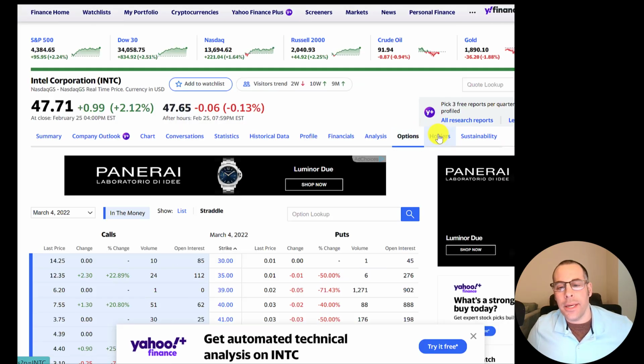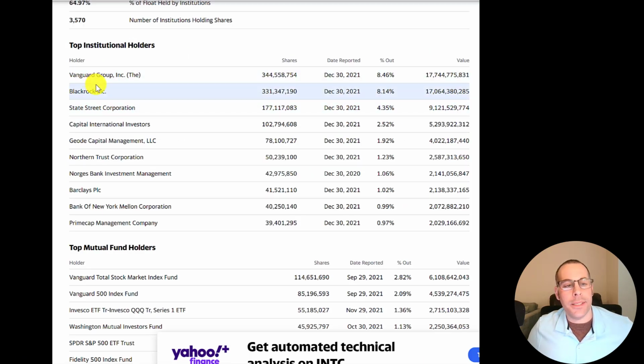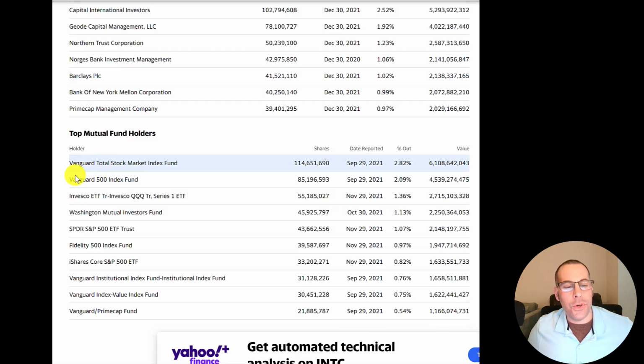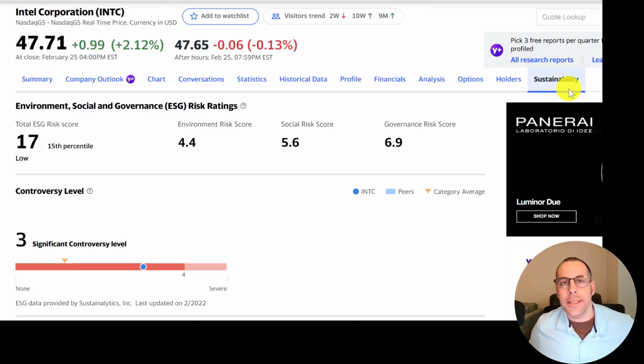If you click on this link, holders, you can see the top institutional holders and the top mutual fund holders. The last link is sustainability. It gives us their ESG scores.